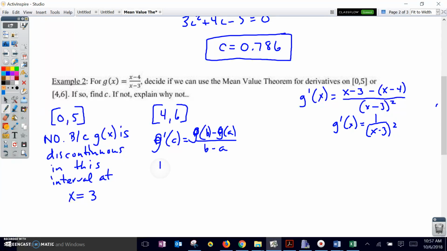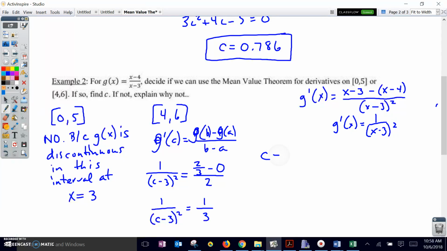And so we want 1 over the quantity c minus 3 quantity squared is equal to, and now I need g of 6 minus g of 4 all over 6 minus 4. 6 minus 4 is 2. g of 6 is 2 over 3. g of 4 is 0. Okay, and so we have 1 over the quantity c minus 3 quantity squared is equal to, that's going to be 1/3.